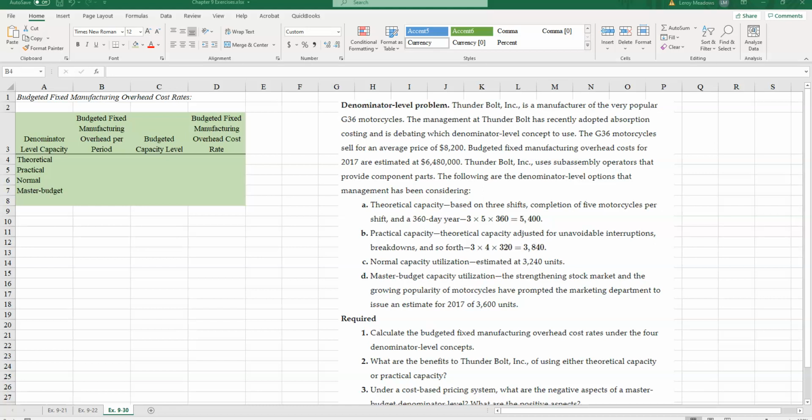This example is actually exercise 9-30 at the end of your chapter of Horngren's Cost Accounting book, 16th edition. So let's go ahead and get started here.